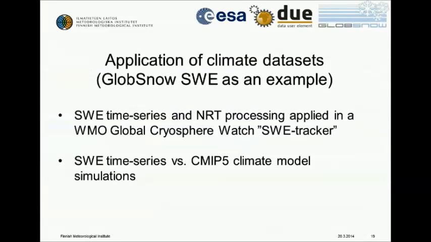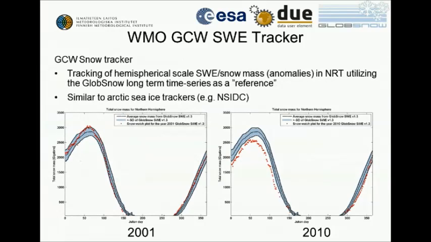Just to give you a few examples of what we can do with, for example, the GlobSnow SWE dataset. Basically, we can calculate the long-term time series, the mean and standard deviation between different years, and we can use this information to put the current snow conditions into context. This is an example for 2 different years. We plot the current snow conditions that we observe, and we can compare them with the long-term climate record, so we can see what is the difference between the different years.